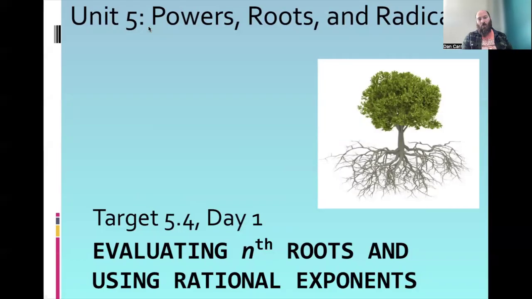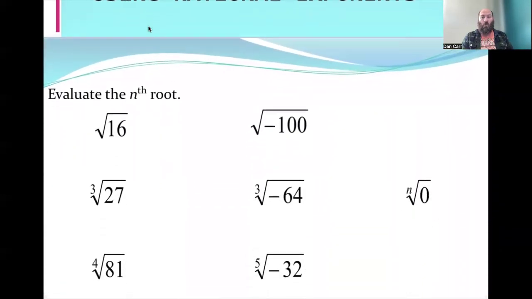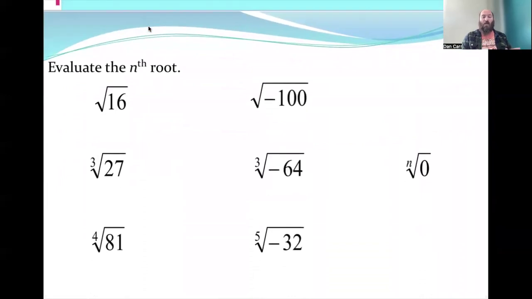Today we're looking at 5.4 day one. We're evaluating nth roots and using rational exponents. When we talk about nth roots, we might not always just take the square root, like the square root of 16, which you've seen before. First thing is, what does this symbol mean? The symbol means we're trying to find what number times itself would give me 16. Because 16 is 4 times 4, the square root of 16 is 4.